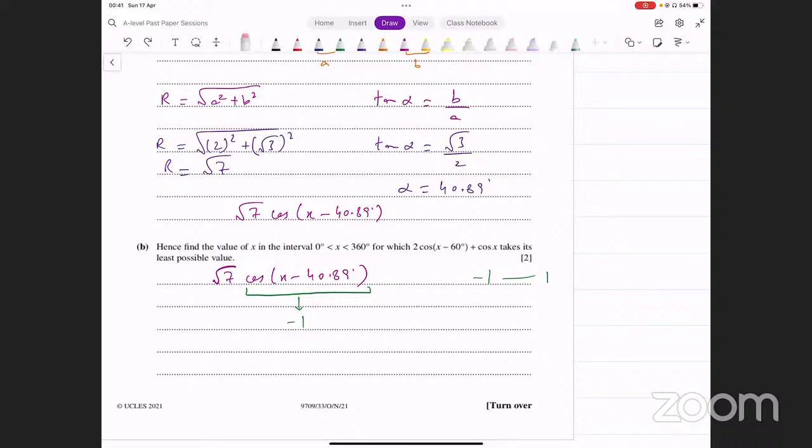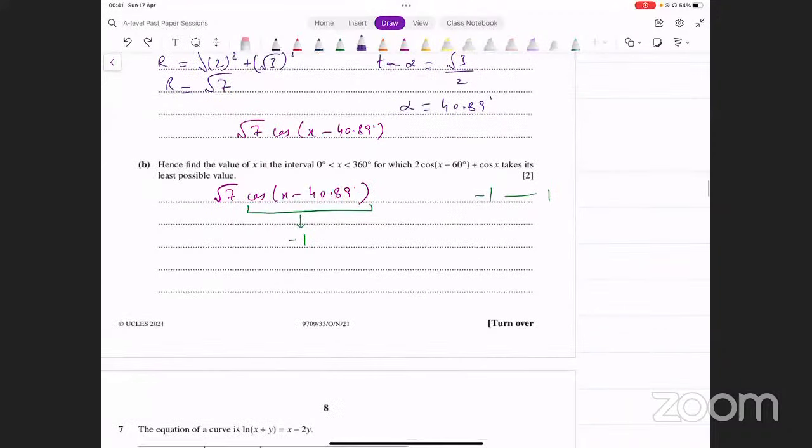अब यहाँ पे तो कोई स्क्वायर भी नहीं है ना, तो लीस्ट वैल्यू तब आएगी जब -1 आएगा, ग्रेटेस्ट वैल्यू कब आएगी जब +1 आएगा, तो लीस्ट वैल्यू कब आएगी जब ये वाला पॉइंट -1 के इक्वल हो जाएगा. तो हम क्या करेंगे, इस पूरे पॉइंट को -1 से इक्वेट कर देते हैं. Cos of x minus 40.89, that should equal -1. And then we solve this trigonometric equation.